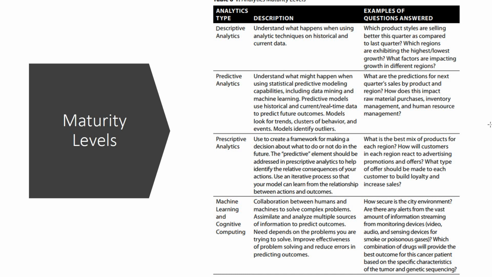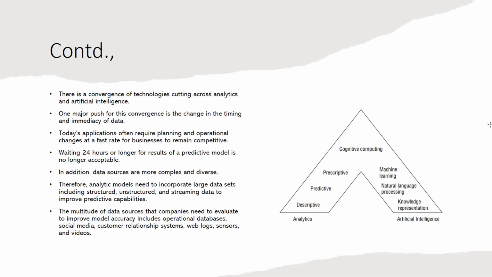It started with descriptive, went on to predictive, then prescriptive, then machine learning and cognitive computing. Now we have drawn a picture very clearly here on the right hand side, which will let you know how exactly things look. The analytics is on the left hand side, artificial intelligence is on the right hand side. Let's start with descriptive, predictive, prescriptive, and on the machine learning side, knowledge representation, natural language processing, machine learning, and finally we converge to cognitive computing. There is a convergence which happens here across the analytics and artificial intelligence, and it has been nicely represented in this picture.